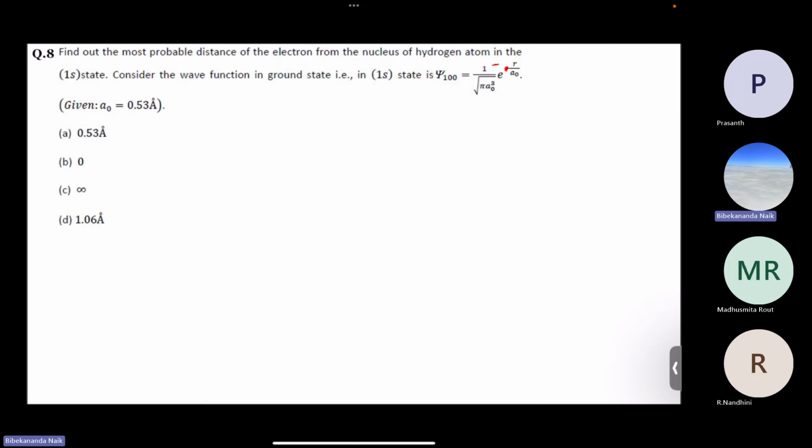Okay, then the next question says, find out the most probable distance of the electron from the nucleus of hydrogen atom in the 1s state. Consider the wave function in the ground state is psi 100 equals 1 by pi a0 cube root, e to the power minus r by a0, where a0 is 0.53 Angstrom, that is the Bohr radius. The options are option A 0.53 Angstrom, option B 0, option C infinite, and option D 1.06 Angstrom. So I'll request you to try this question. Then after some time we will discuss.